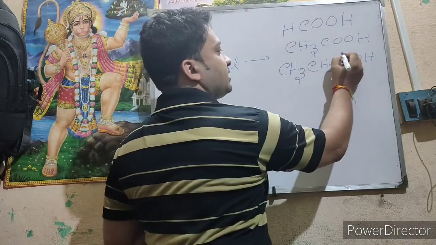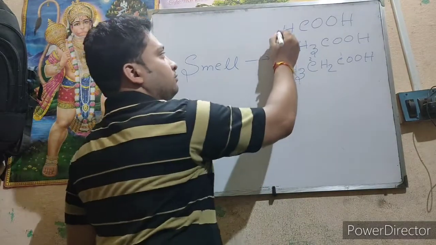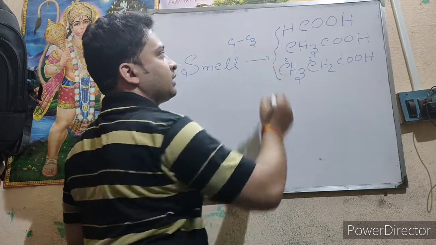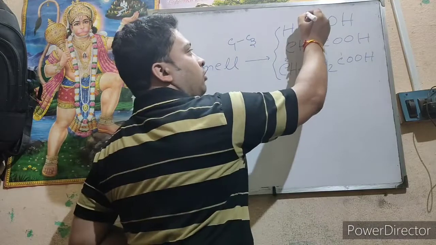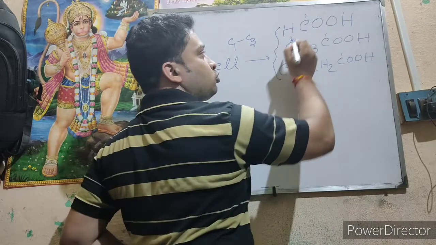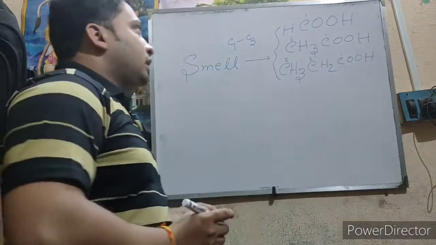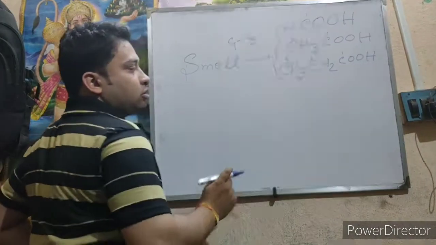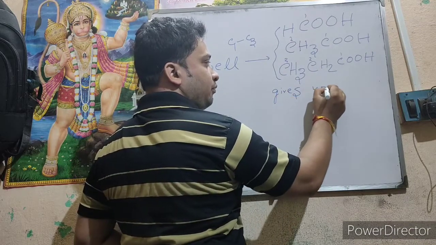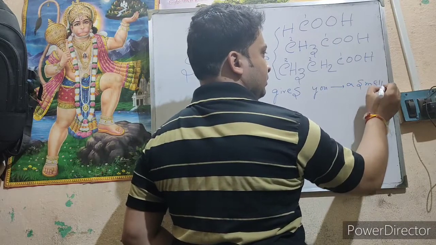Why is it propionic acid? Due to the presence of 3 carbon atoms. Carbon 1 to carbon 3: in formic acid the number of carbons is 1, in acetic acid it is 2, and in propionic acid it is 3. So carbon 1 to carbon 3 gives you the smell.